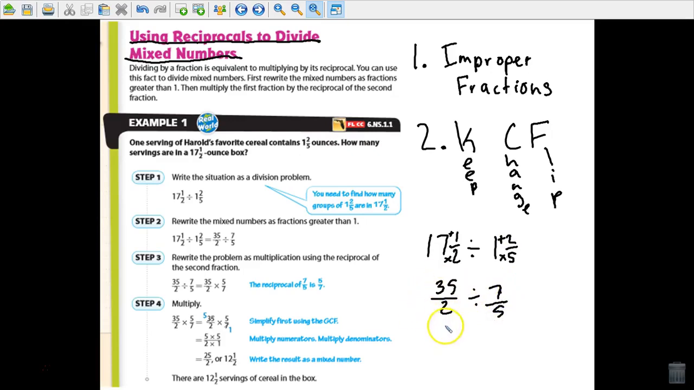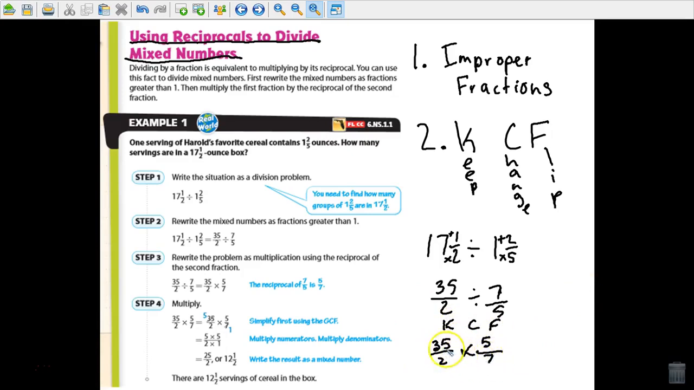Okay? KCF. Keep the 35 over 2. Change this to multiplication. Flip this. Make it 5 over 7. Okay? So now I'm going to look for GCF to cross simplify. If you do not like cross simplifying, you can just multiply 35 times 5 and then 2 times 7 and then simplify by dividing by GCF. But me, I prefer cross simplifying.